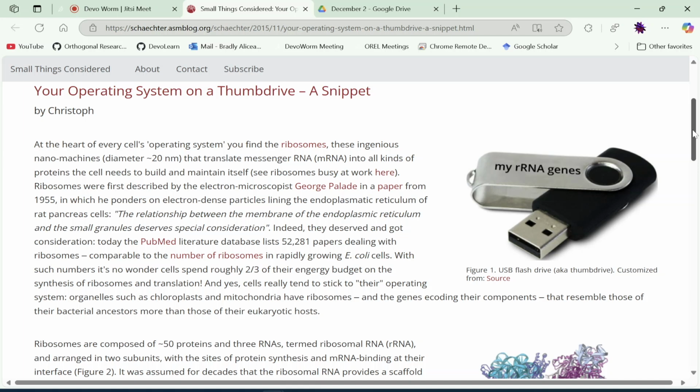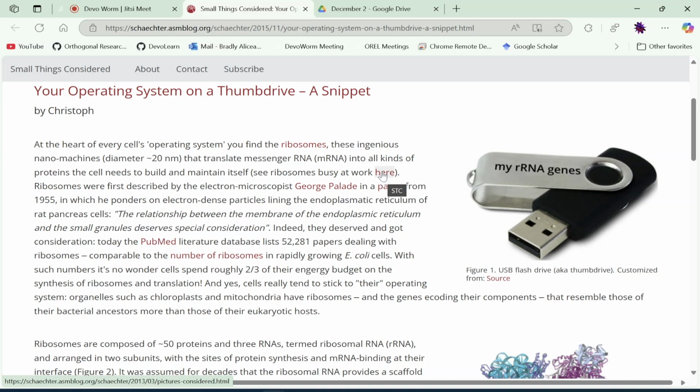And so the other thing to know about ribosomes is there are a lot of them in a cell. So it's not just one ribosome. There are a lot of ribosomes in different places in the cell, where mRNAs can be fed into this machine and turned into proteins. So this kind of goes on about this. See ribosomes busy at work here.